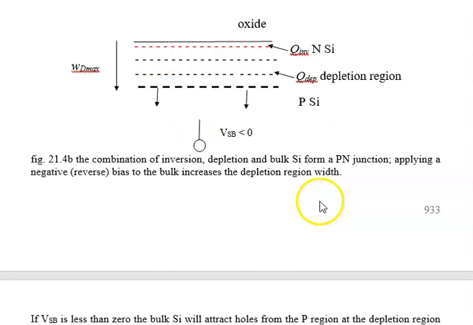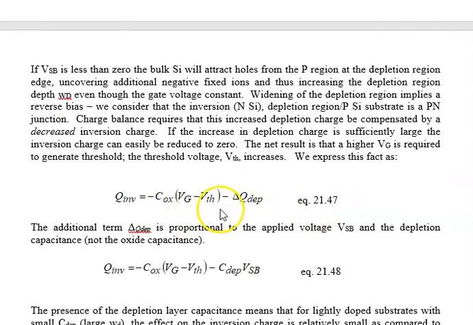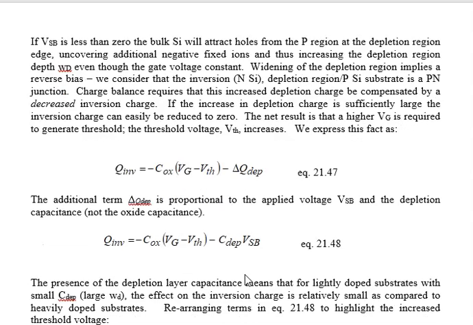And we can quantitatively write that as now the Q inversion, which consists, of course, of the mobile and the depletion. We're adding negative depletion charge. Well, negative depletion charge is equal to some capacitance multiplied by some voltage. Charge is capacitance times voltage. Well, what is it? It's the depletion capacitance multiplied by this substrate potential.